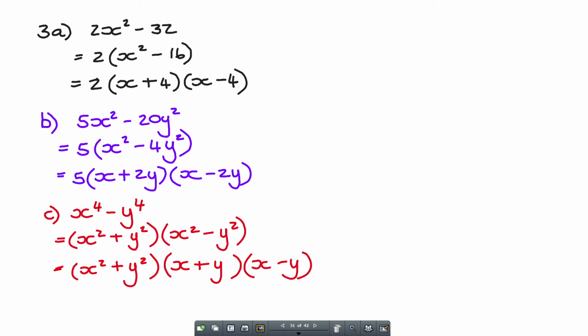Focus over here. Right. So at B, I have got 2 terms. I have got a minus, but I can't get square root of 5 or of 20. And that was my clue that I first had to take out a common factor. So I took out 5 as a common factor. When I do, I have x squared minus 4y squared. Now that bracket can be factorized further. There's a minus in between, and I can get square root of each. So that will become x plus 2y and x minus 2y. Does everyone understand? Yes, ma'am.